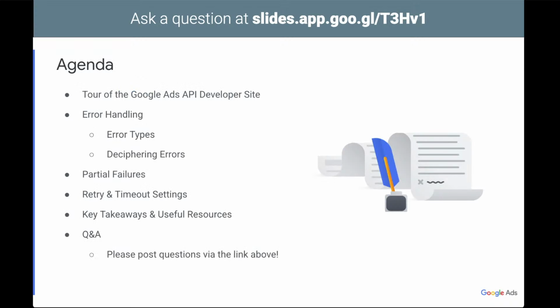Quick step through our agenda. First, we'll take a look at exactly that developer site I just mentioned. We'll then launch into a discussion about error handling, looking at the basic types of errors and how to read them. We'll then cover partial failures, retry, and timeouts, and wrap up with some key takeaways. At the end, as I said, we'll have our Q&A session, and please be sure to share your questions via the link above.